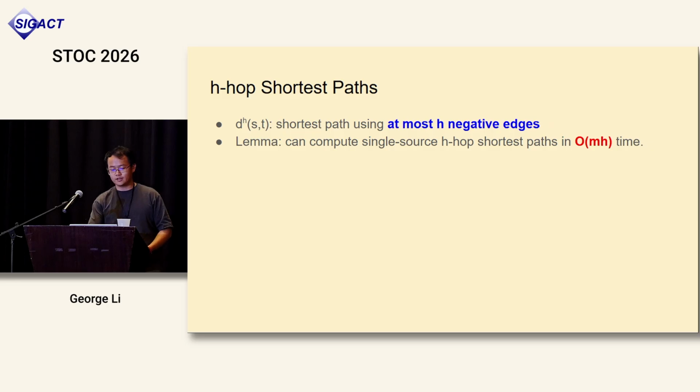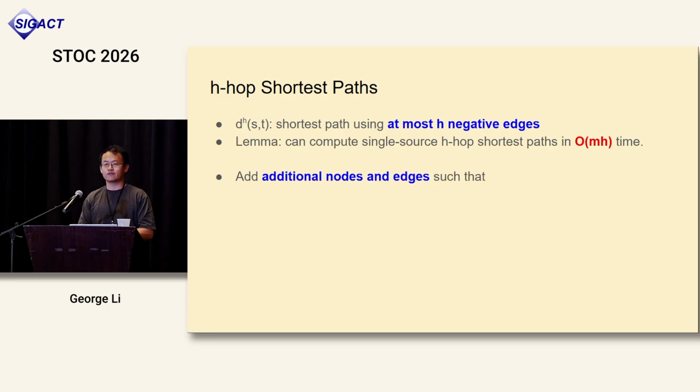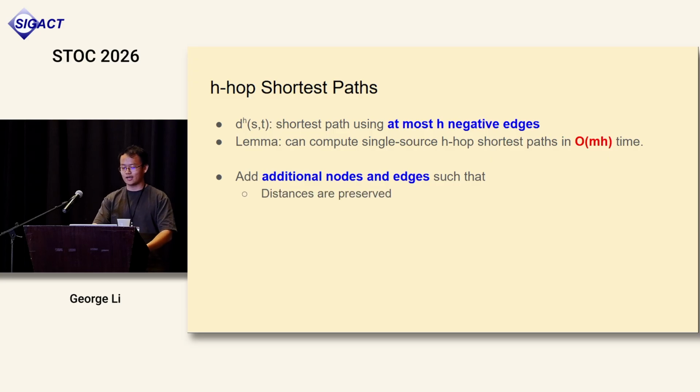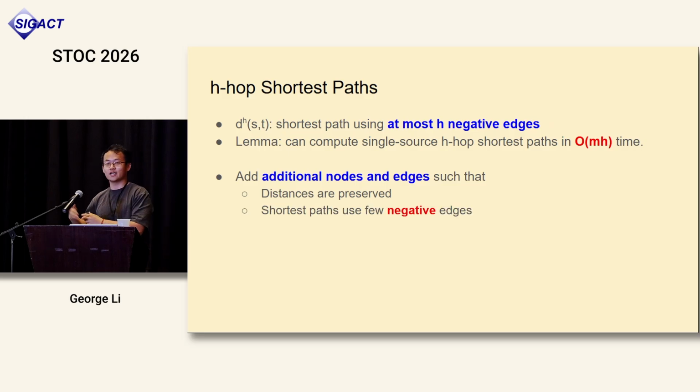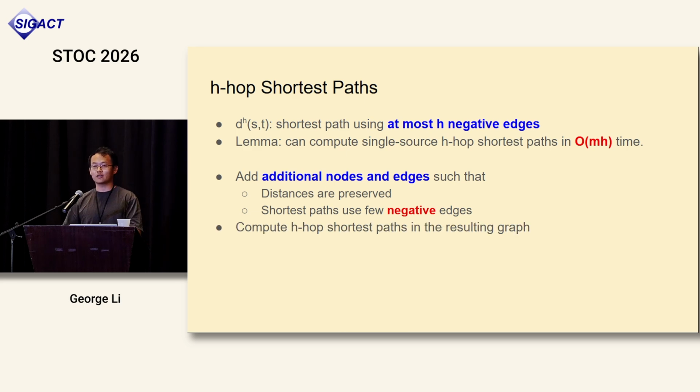So given this definition, the natural approach to shortcutting for this problem is you add nodes and edges to the graph such that distances are preserved again, but now shortest paths use few negative edge weights. So for example, if you guarantee that after shortcutting, shortest paths only use h negative edge weights, you can just compute h-hop shortest paths on the resulting graph. And this could be much faster than Bellman-Ford if h is small.